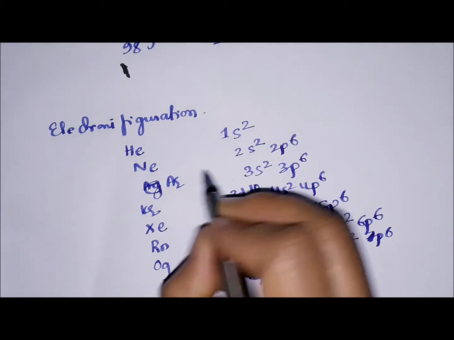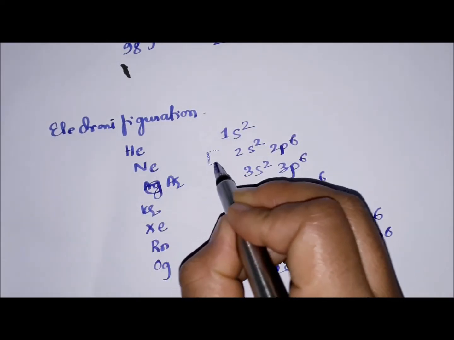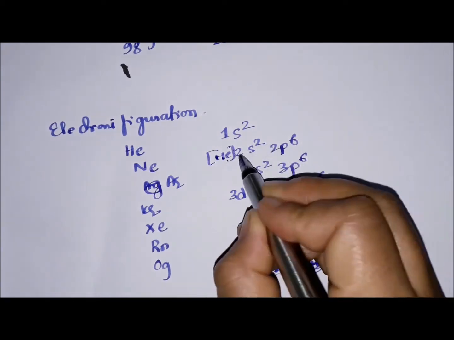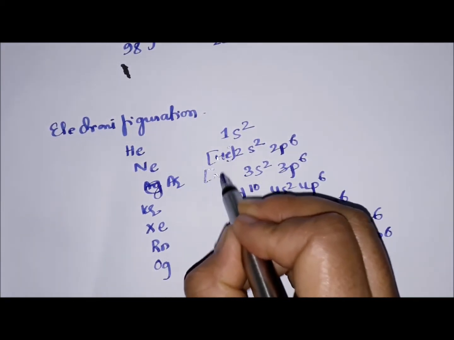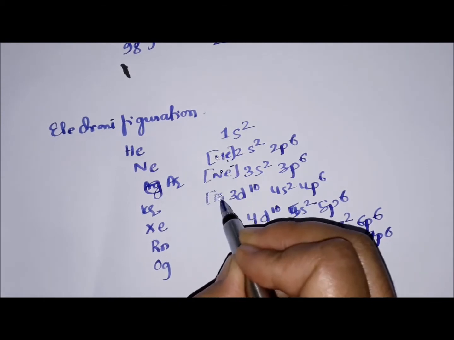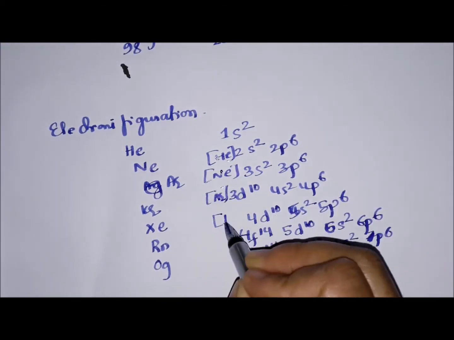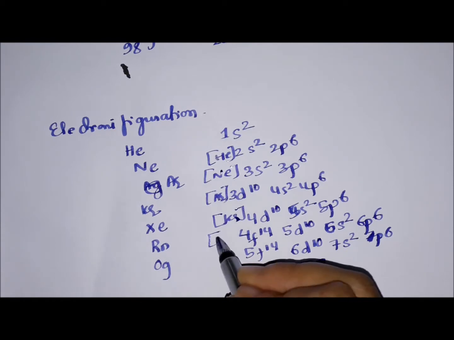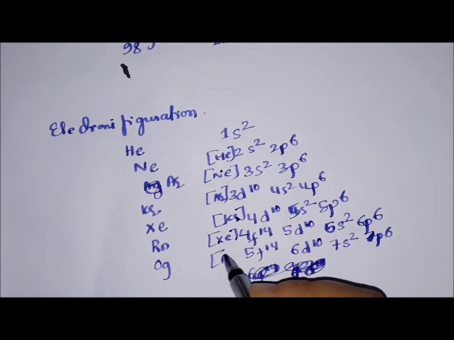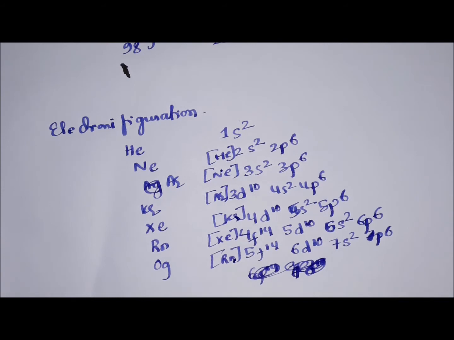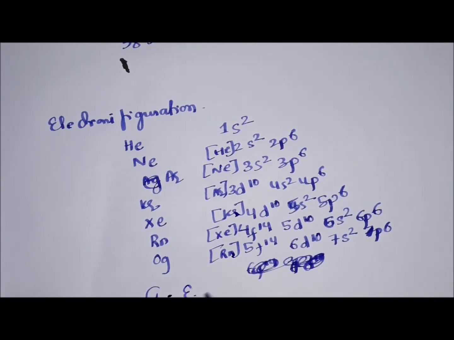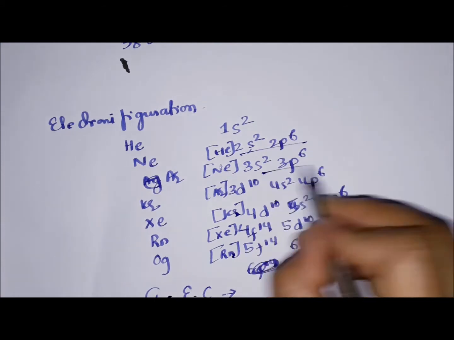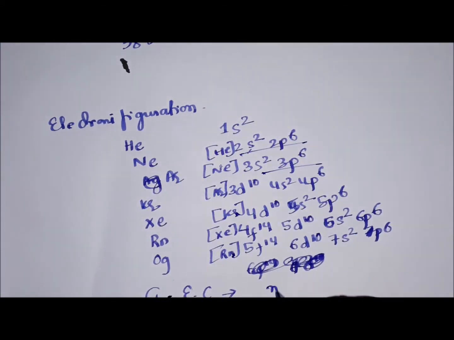What would be the complete electronic configuration? Helium, then for neon the preceding one is helium, so 2 plus 8, that is 10. For argon, the preceding is neon; for krypton, argon; for xenon, krypton; for radon, xenon; and for oganesson, radon. So this is the complete electronic configuration for the members of group 18. And the general electronic configuration is ns2 np6, except helium, which is 1s2.